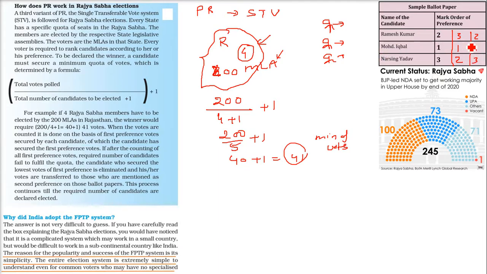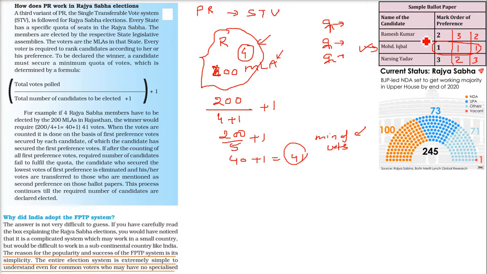In the first go, we see Mohammad Iqbal has got the first preference. Now we will see whether Mohammad Iqbal has actually secured the minimum number of votes. If he has got the maximum number of first preferences and he has got the minimum number of votes, he is elected for the Rajya Sabha. He will be automatically elected. Now, one member is elected. Let us come to the second member.